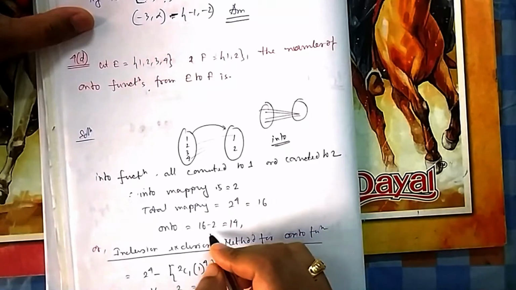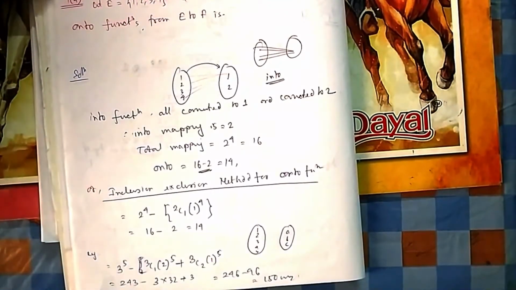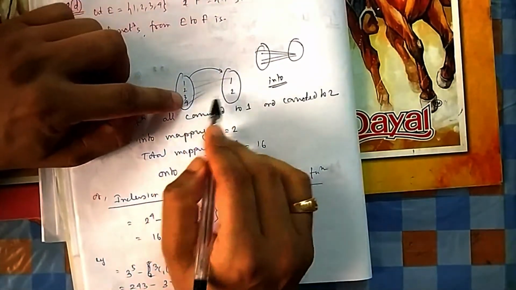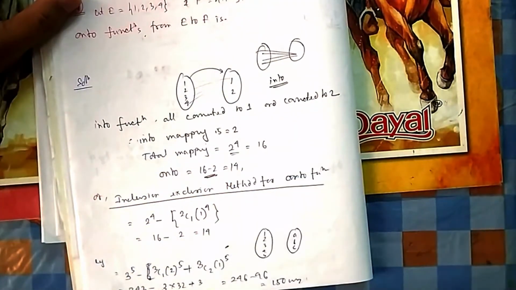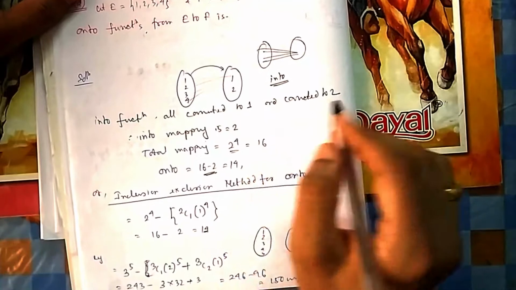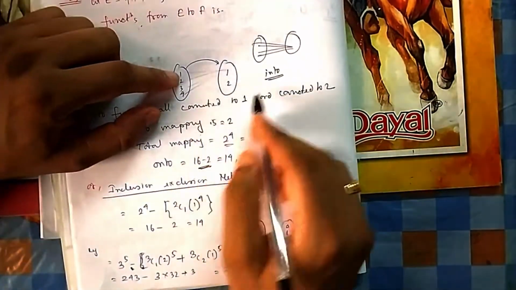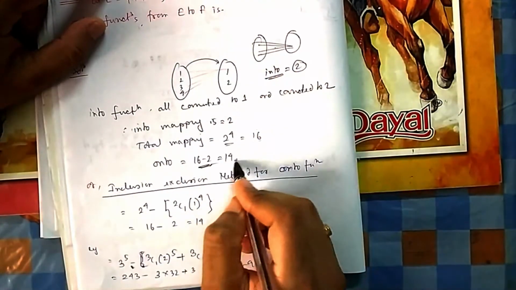So from the total mappings you subtract the into mappings and you will get onto, because onto plus into gives you the total mappings. So how many total mappings do you have? For this one you have 2 options, for this one 2, for this one 2. So it will be 2 into 2 into 2 into 2, so it is 2 to the power 4. I have written one formula: n to the power p, or m to the power n. So 16 mappings are possible, out of which into mappings are 2: one is all connected with 1, one is all connected with 2. You remove these 2, and you will get the onto mappings.